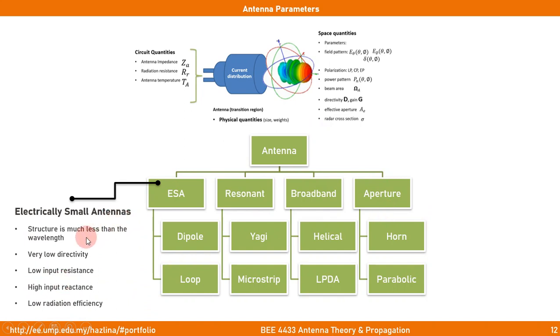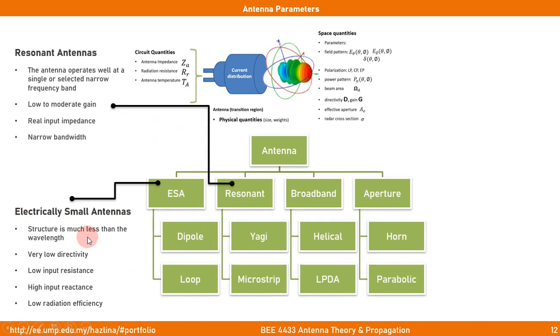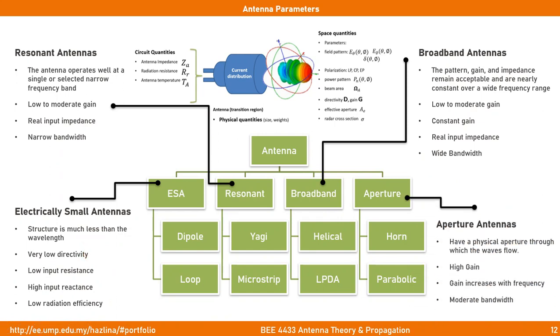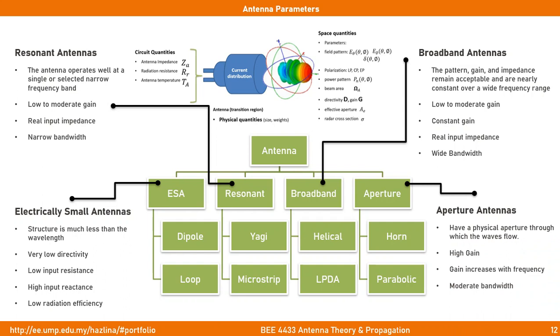Electrically small antenna has a structure which is much smaller than the wavelength. Resonant antenna operates well at a single or selected narrow frequency band. For broadband antennas, the pattern, gain, and impedance remain acceptable and are nearly constant over a wide range of frequency. While aperture antennas have a physical aperture through which the wave flows.